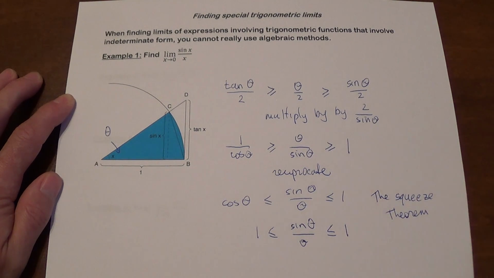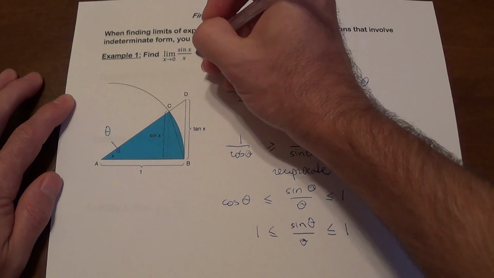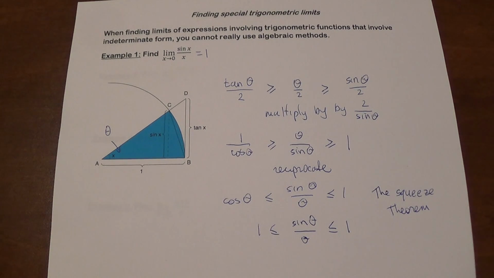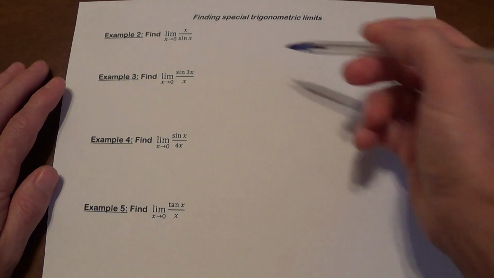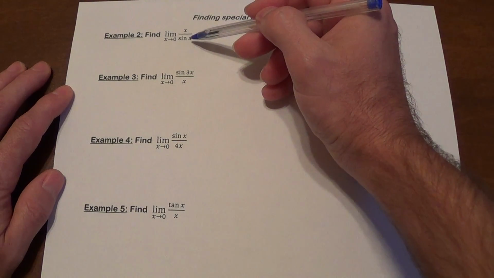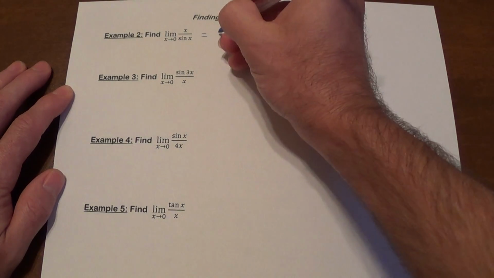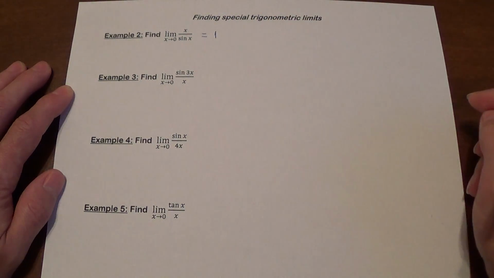It is also known as the sandwich theorem. It's more of an informal name. We can see that this is going to have to equal 1. So that's one limit that you should memorize because it will help you. Let's see what else we have here. If you reciprocate that, so instead of sine x over x it's x over sine x, you can probably see that the limit is still going to be 1.